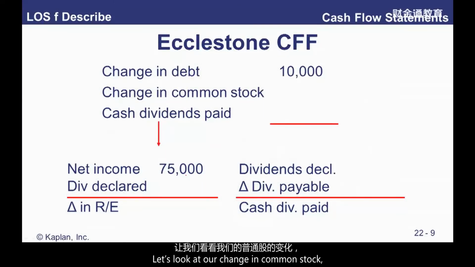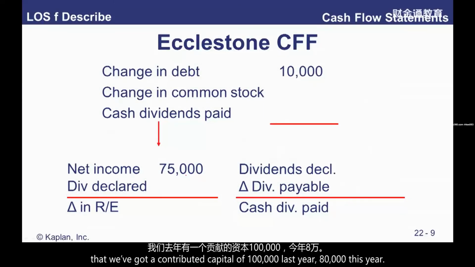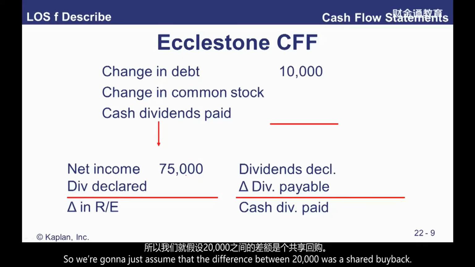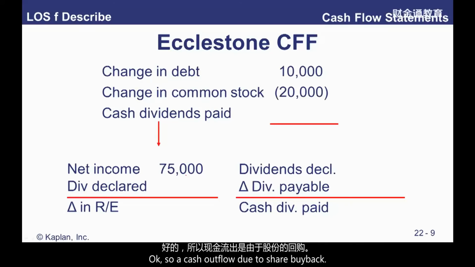Let's look at our change in common stock. Now we've got our contributed capital of 100,000 last year, 80,000 this year. So we're going to just assume that the difference, the 20,000, was a share buyback. Okay, so a cash outflow due to share buyback.